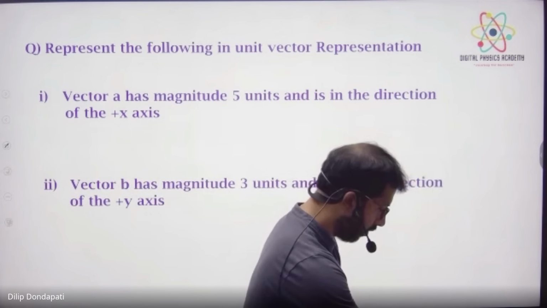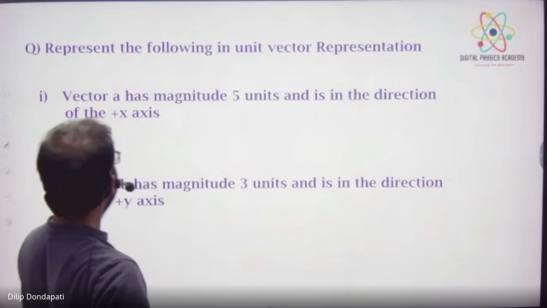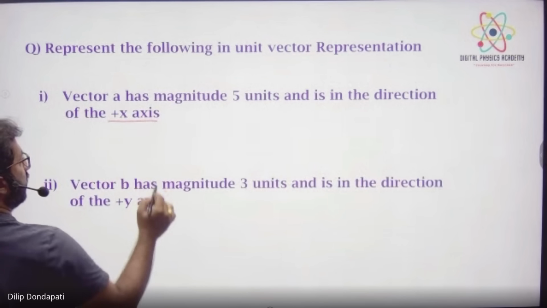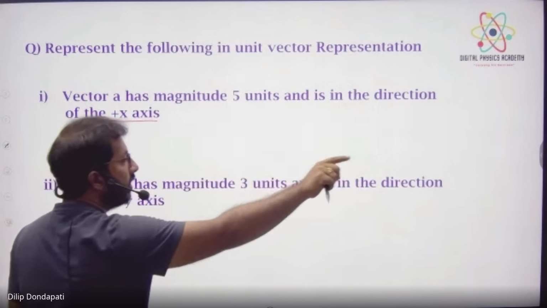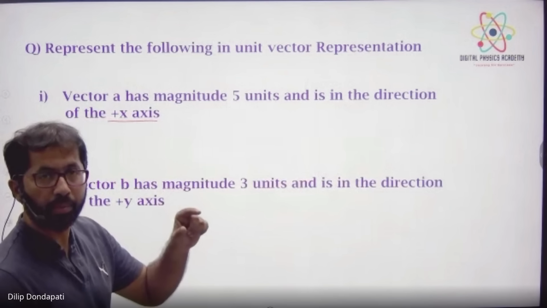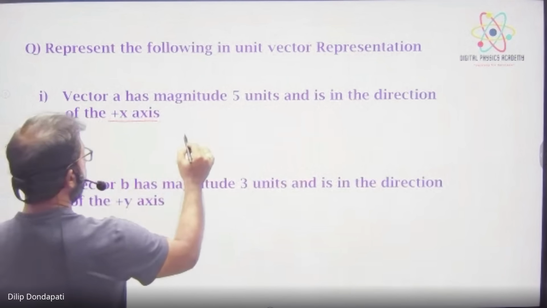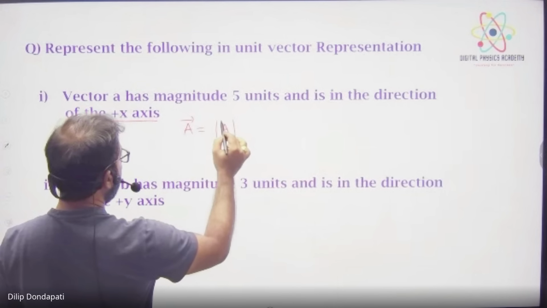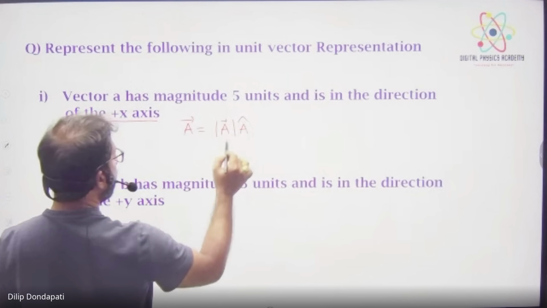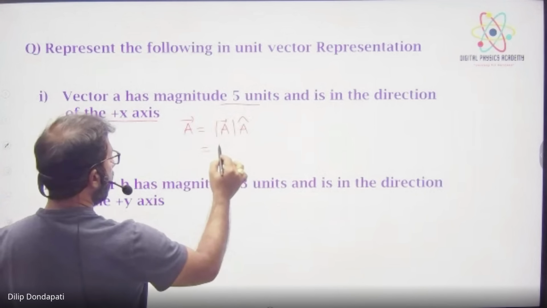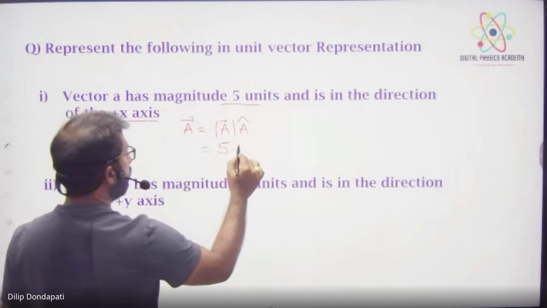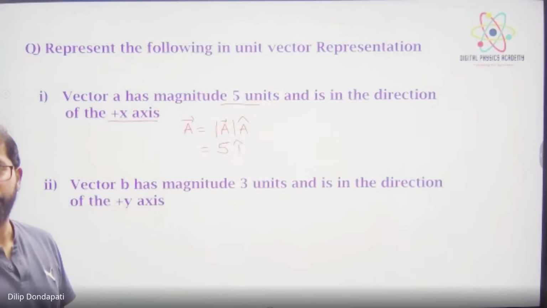Sir, 5 i cap, 3 j cap. Yes. So the vector has magnitude 5 and its direction is along the x-axis. I told you, along the x-axis we have to put the unit vector i cap. A vector has both magnitude and direction. The magnitude is 5 units, and the direction is given by the unit vector. Along the x direction, you should put i cap. 5 i cap is the answer.